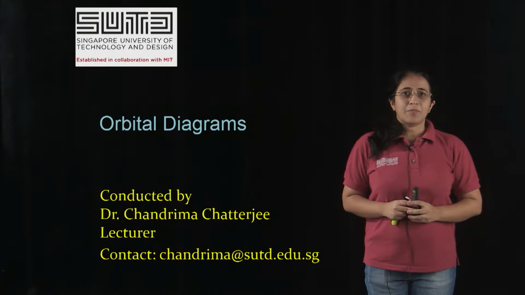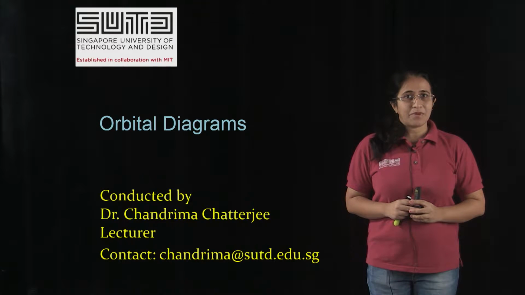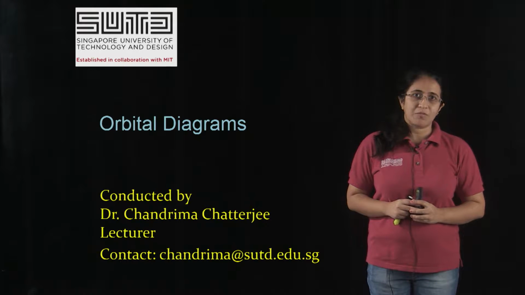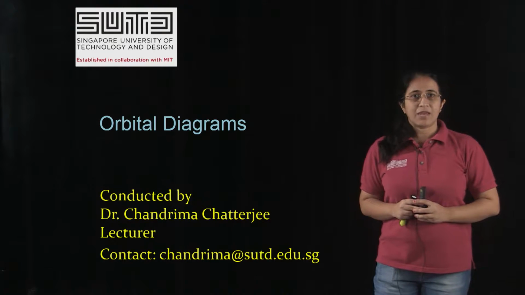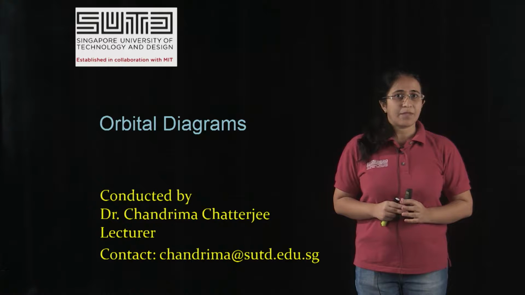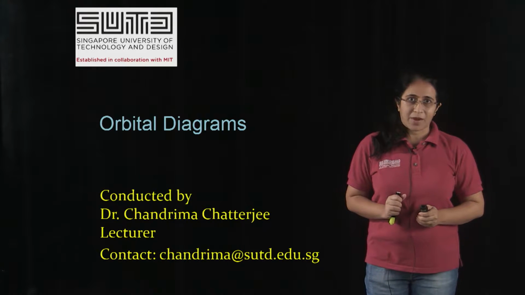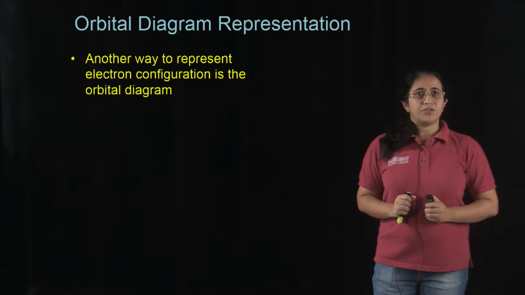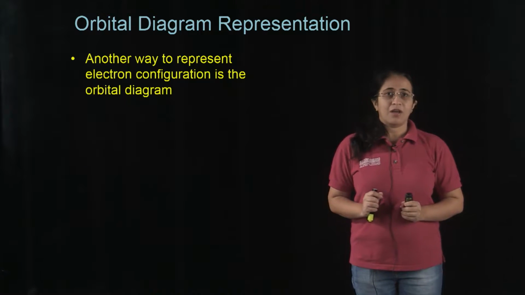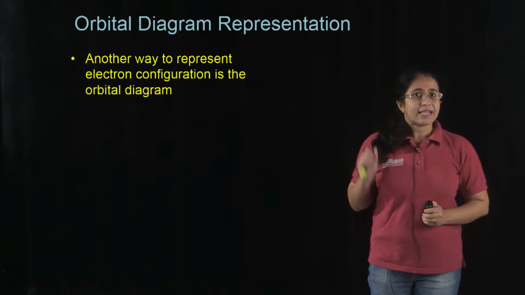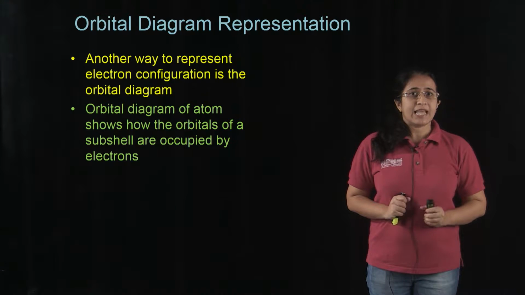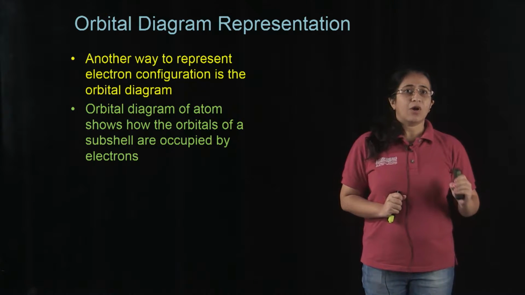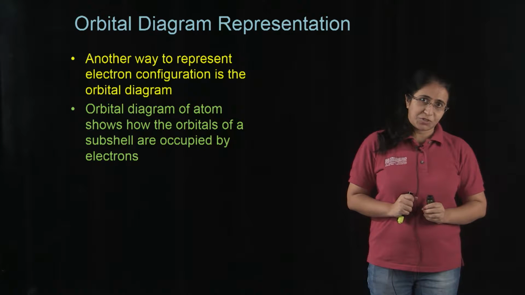In the previous video lessons, you learned to write the electron configuration of an atom using the build-up principle and Pauli's exclusion principle. Now, in this video lesson, I am going to talk about something called the orbital diagram. What is an orbital diagram? It's another way to represent the electron configuration of an atom. In this kind of diagram, you can actually see how electrons occupy the orbitals of a given subshell.